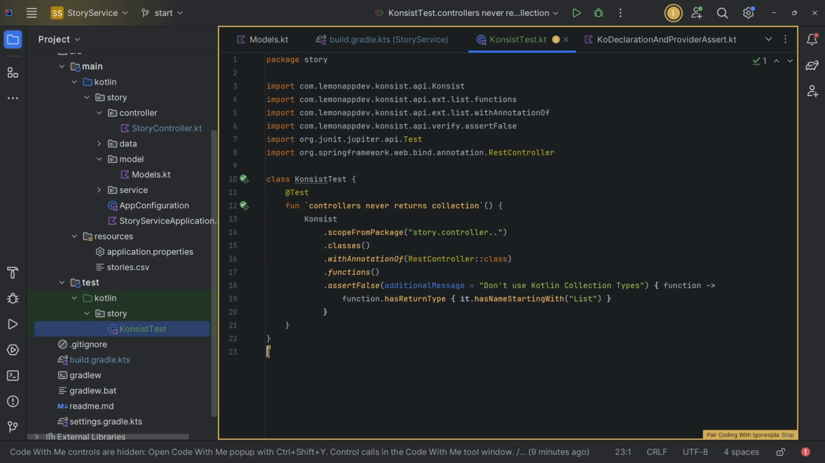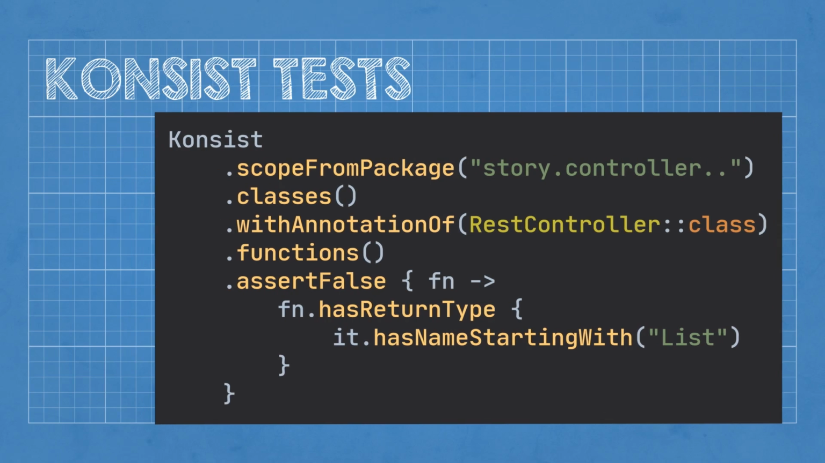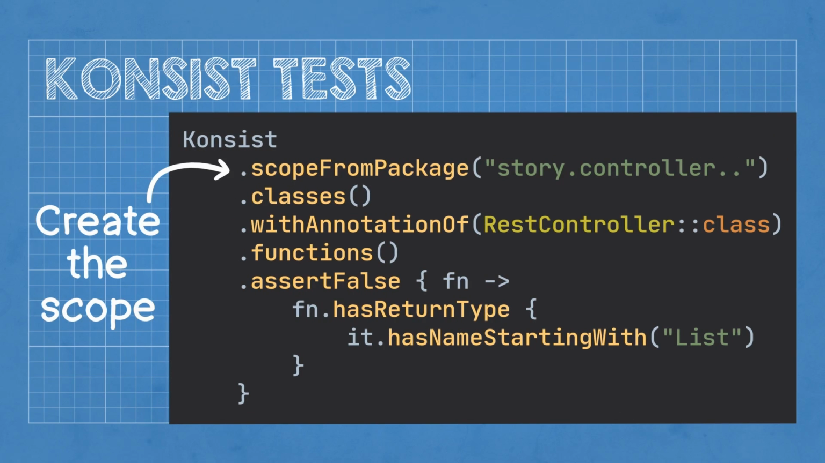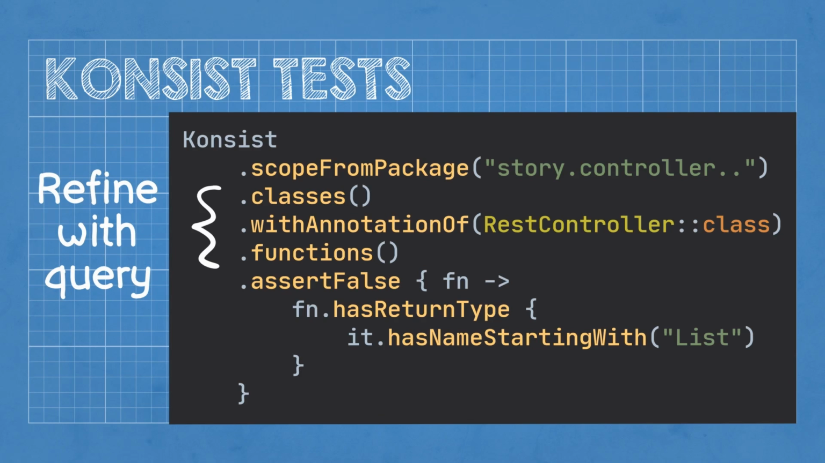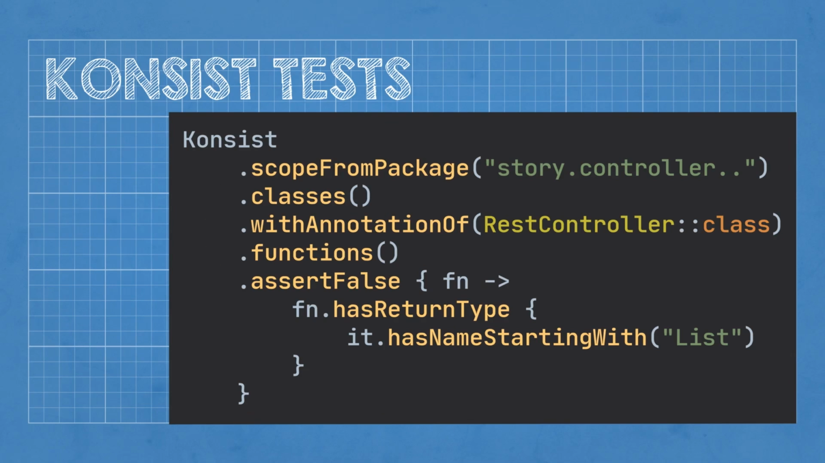Yep. So at a high level, a Konsist test is composed of 3 steps. First step, you create the scope, you define the list of files on which the check should be run. Then you query this a little bit more by selecting, for example, certain classes, and then you can select even more things like functions. And at the end, you provide the assertion to verify the requirements.